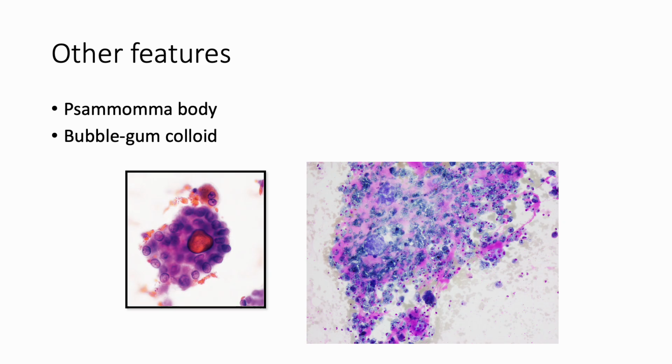Psammoma bodies. These are layered calcifications, see the image on the left. In the thyroid, their presence is highly suggestive of PTC and reflects papillary growth. Bubblegum colloid. This is the thick, stretchy colloid often seen in PTC, shown in the image on the right. It's distinct from the watery colloid we usually see in benign nodules.